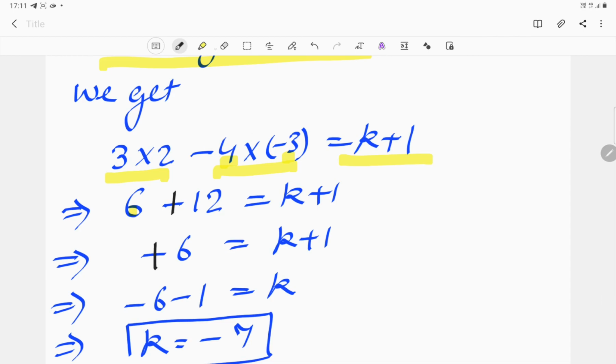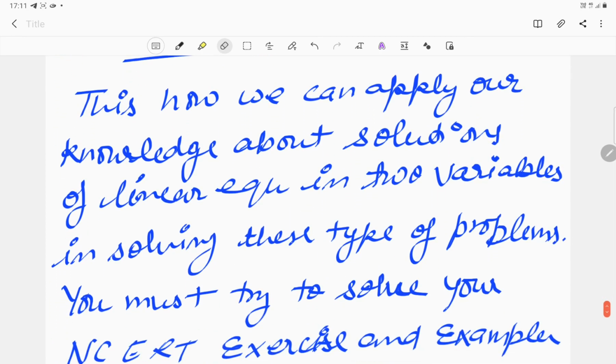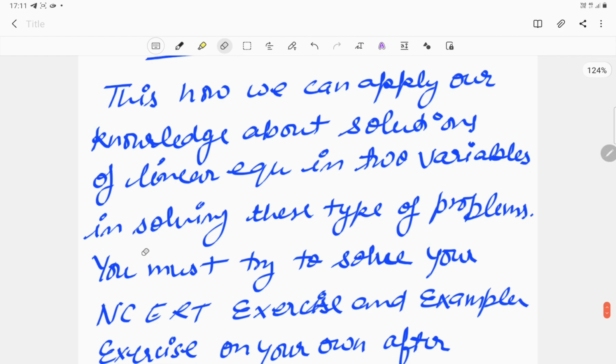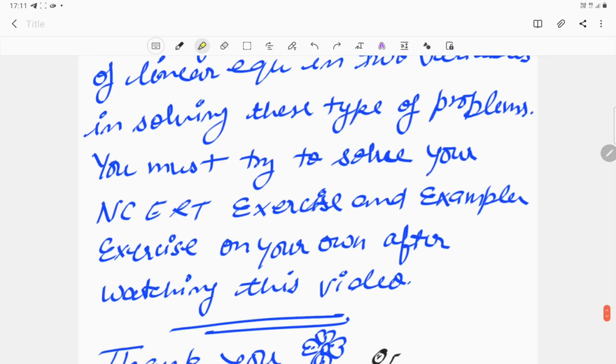So finally we will get here 18, and 18 minus 1, the answer is 17, which is the value of k. So this is how we can apply our knowledge about solutions of linear equation in two variables in solving these types of problems.